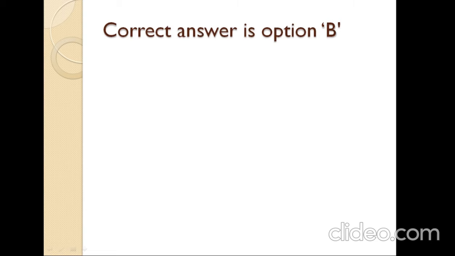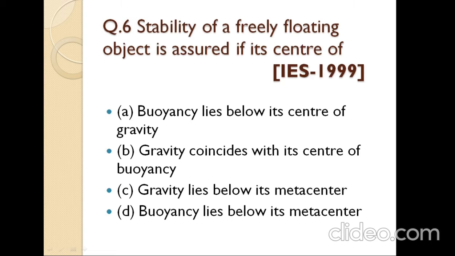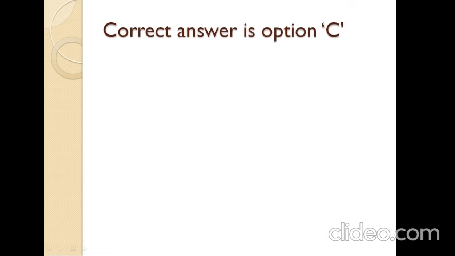The stability of a freely floating object is assured if its center of: option A, buoyancy lies below its center of gravity. Option B, gravity coincides with center of buoyancy. Option C, gravity lies below its metacentre. Option D, buoyancy lies below its metacentre. So the correct answer is option C, gravity lies below its metacentre.